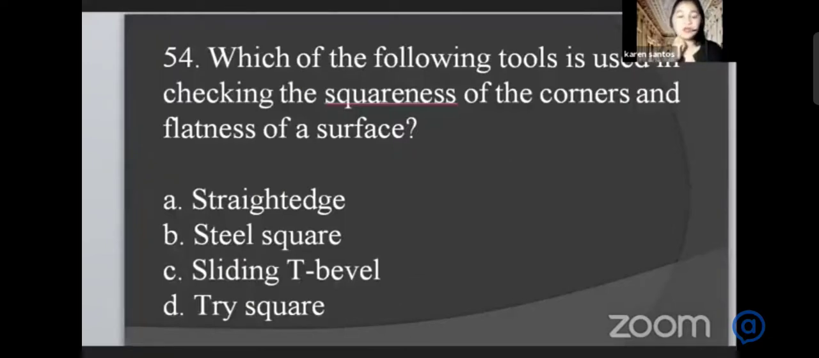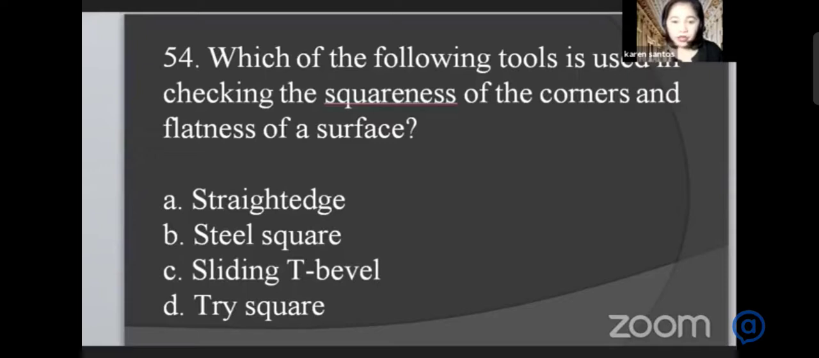For our next question, which of the following tools is used in checking the squareness of the corners and flatness of the surface? A. Straight edge. B. Steel square. C. Sliding bevel. D. Tri-square.